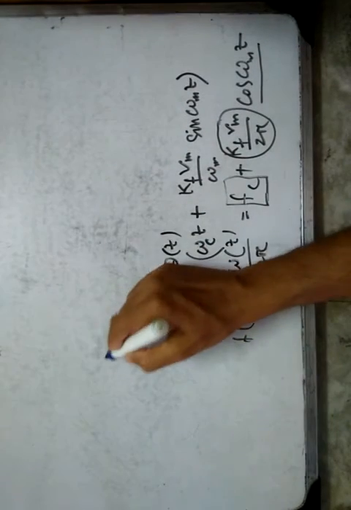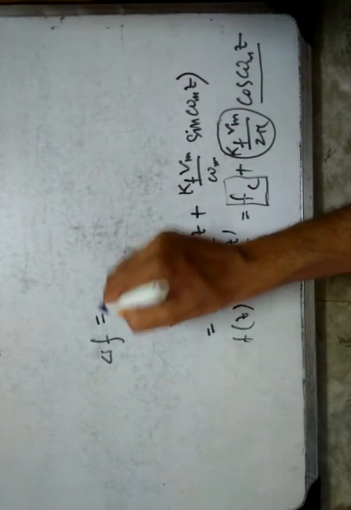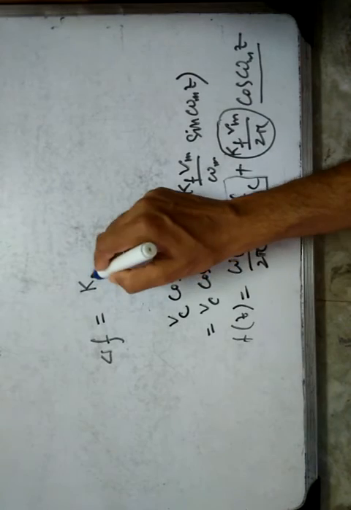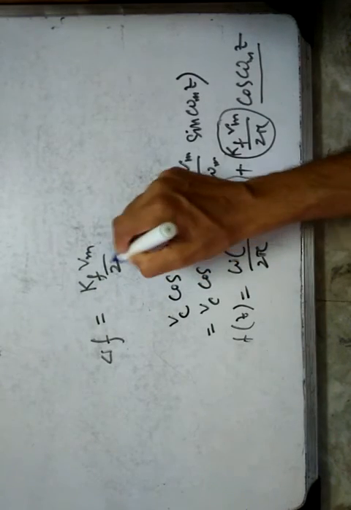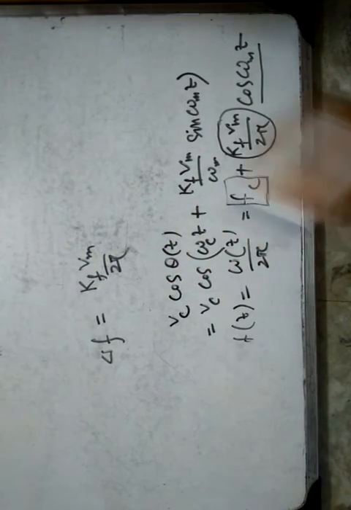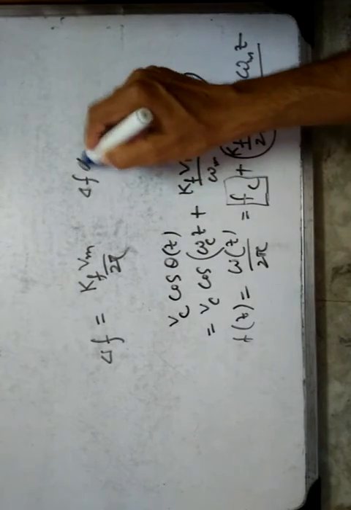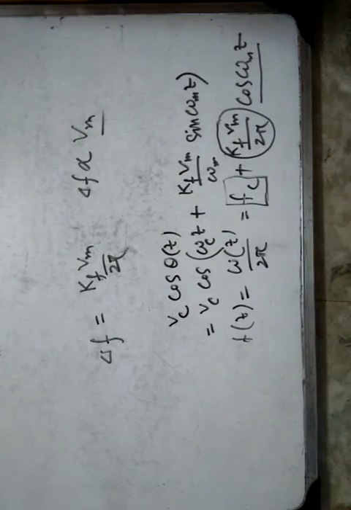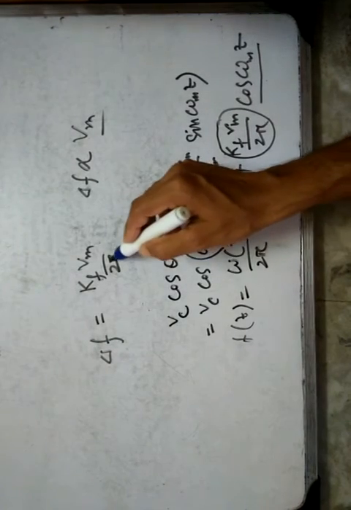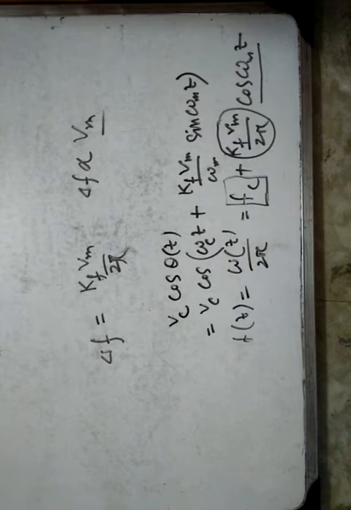So we can write the maximum deviation delta f is k Vm by 2 pi. So this delta f is proportional to the amplitude of the modulating signal, but it is independent of the modulating signal's frequency.